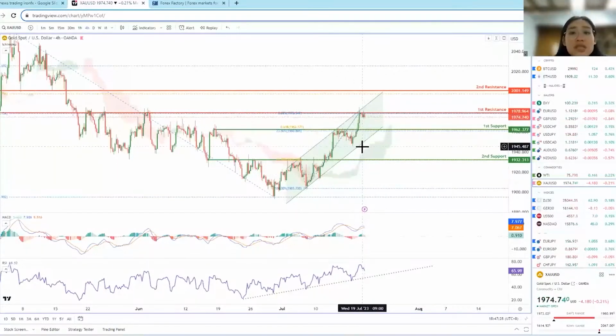Okay, but with all of the upward pressure that we see from the ascending trend channel, price moving above the Ichimoku cloud, the MACD, as well as the RSI, all of our indicators are giving us a bullish signal. It's our second resistance. And it's likely that it will move within this ascending trend channel as well.